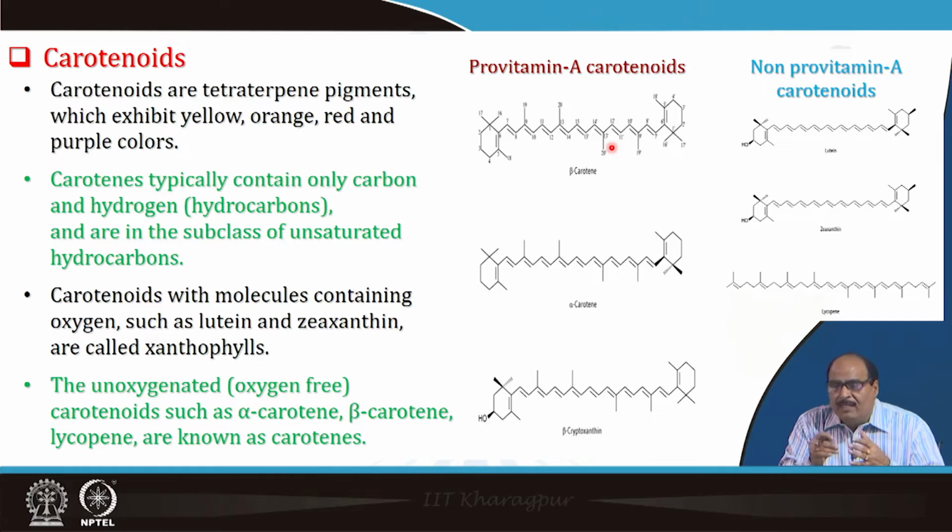And also there are certain carotenoids like lutein, zeaxanthin, lycopene, etc. Lycopene is the color of the tomato. They do not have any provitamin A activity, so they are known as non-provitamin A carotenoids.